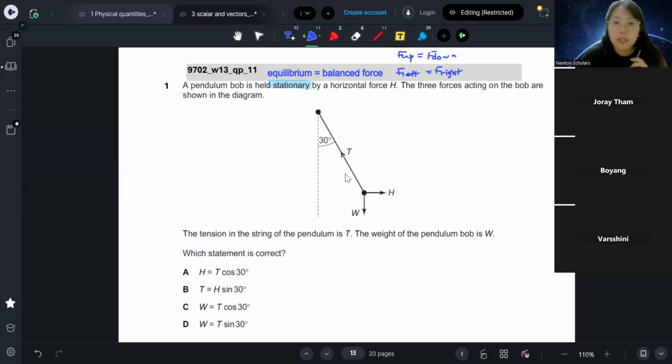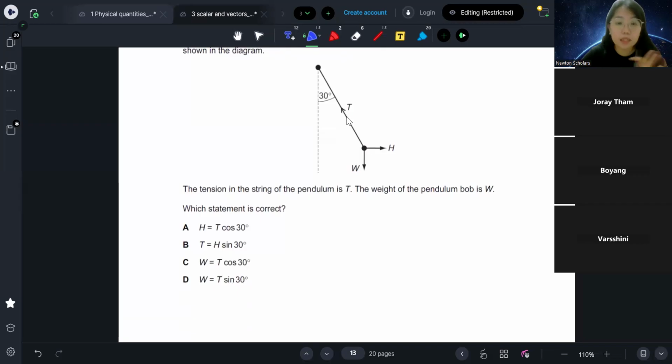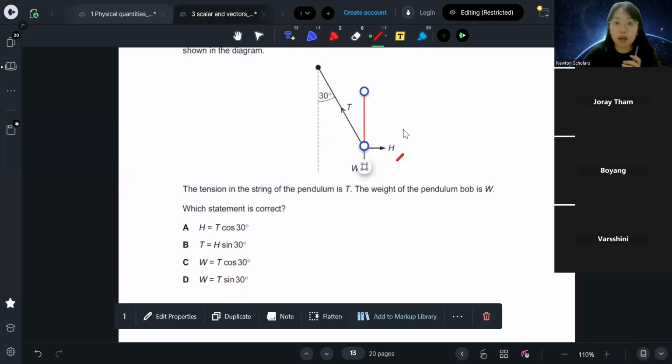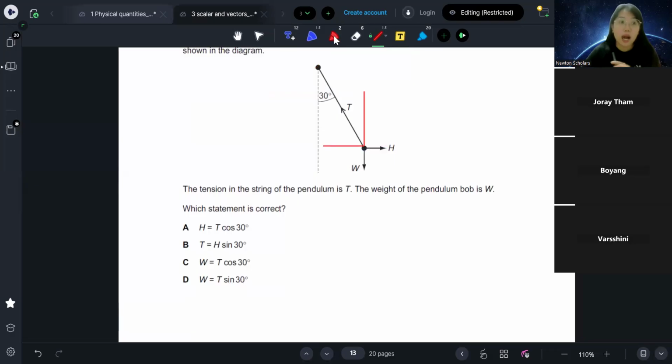But the problem, why we need to learn about resolution, is because they are in different directions, not parallel, so we cannot add them up. So from these, we should resolve it out. Okay? How about the direction? This one is pointing up from this point. So here, pointing up. Okay, boys and girls, try A, B, C, D. Which one is the correct answer?